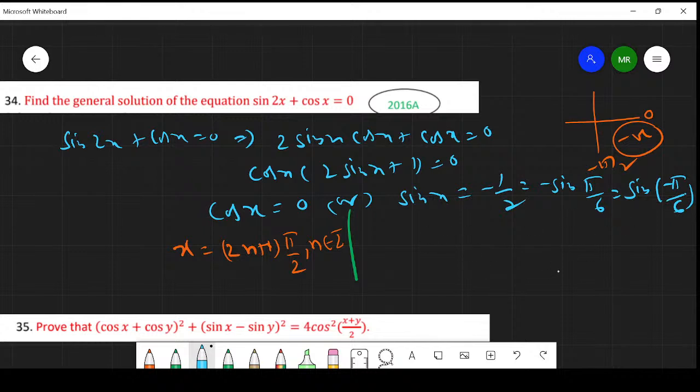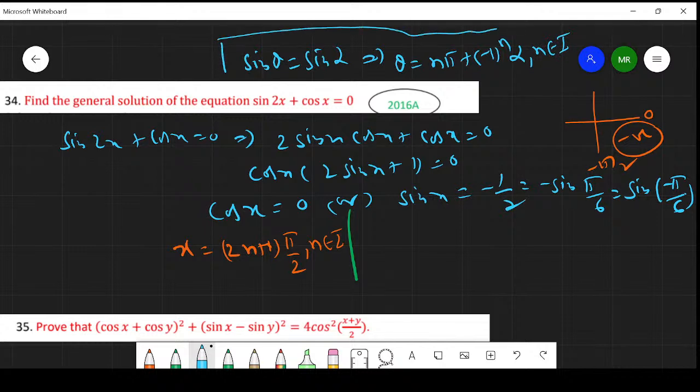Sin x equal to sin alpha. What is the general solution when sin theta equals sin alpha? Always remember, when sin theta is equal to sin alpha, the general solution is theta equal to n pi plus minus 1 whole power n into alpha, n belongs to Z. This is the general solution. Remember this.